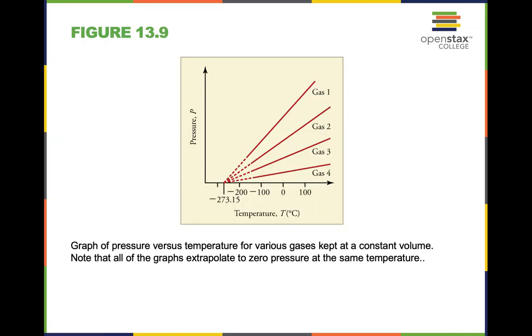For this image, we have a graph of pressure versus temperature for various gases kept at a constant volume. And we'll get into how to figure those out here in a minute. Note that all of these graphs extrapolate to 0 pressure at the same temperature. So here we have 0 pressure at this temperature, negative 273.15 Kelvin, right?